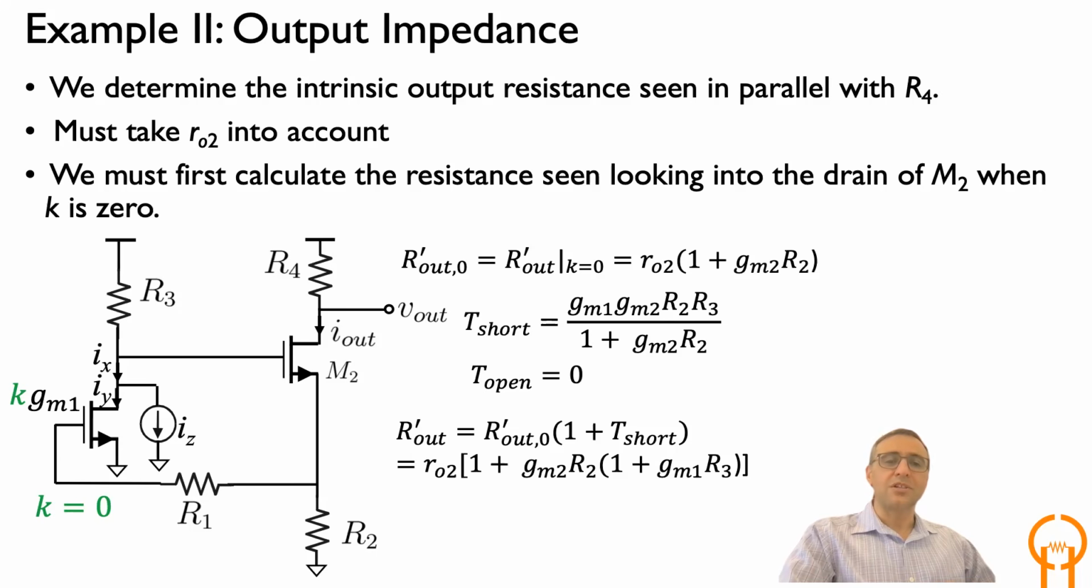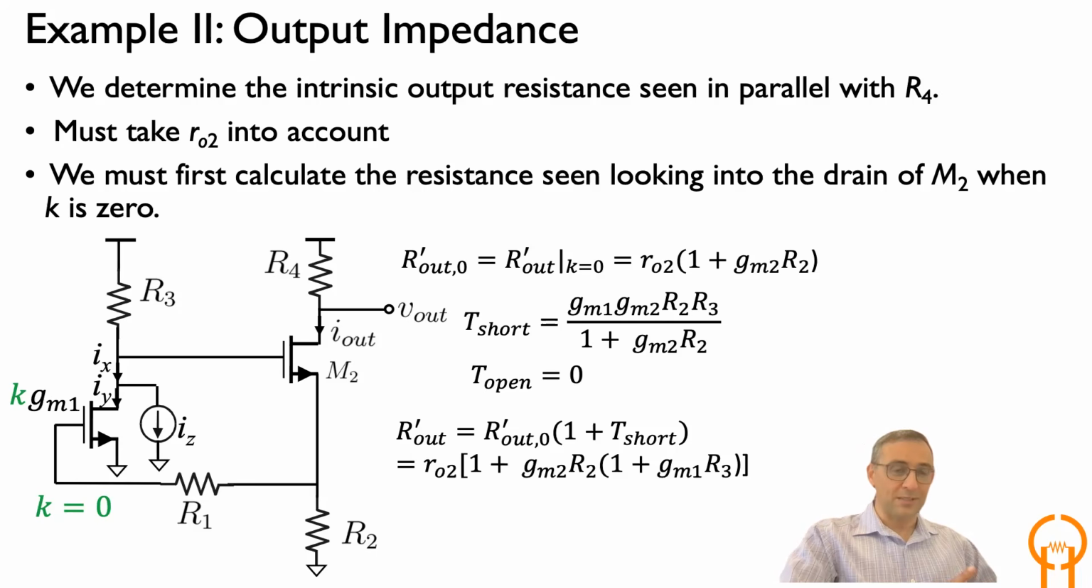Now, one calculation is the T short. What happens when you short circuit the output, right? When you short circuit the output, and remember, we have removed R4 now, R4 is not there. If we short circuit the output, then the return ratio is what it used to be. So the calculation of the return ratio is going to remain the same. It's going to be GM1, GM2, R2, R3 over 1 plus GM2, R2.